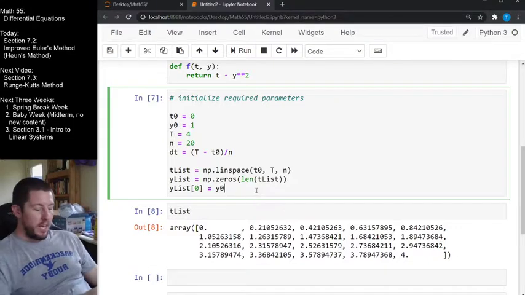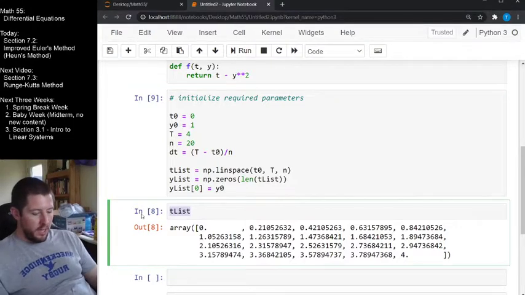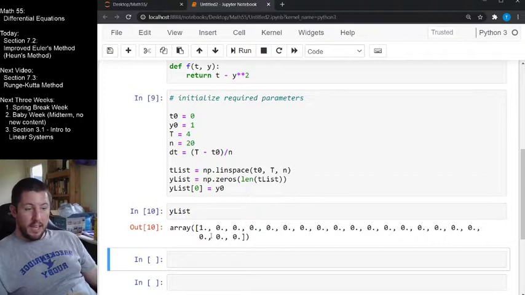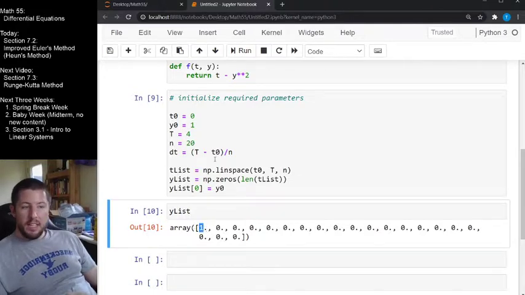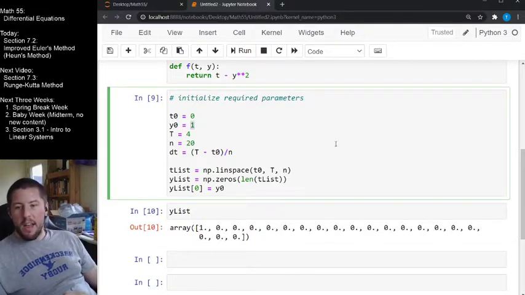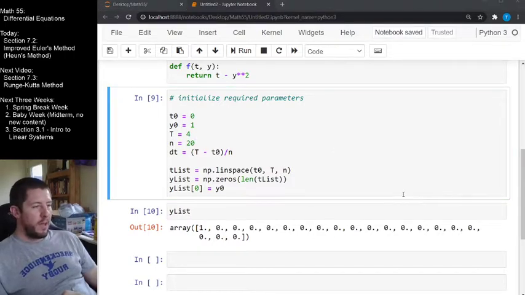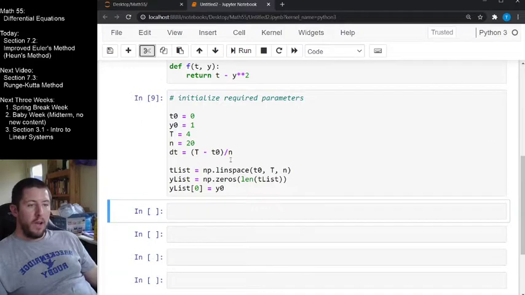So let's now double check that our Y list looks like we think it should. Our Y list is 20 things long, and it does start at one, which is where our Y values should start for our estimate. At time zero, we're at a Y value of one. Cool. So now let's go ahead and do improved Euler's method.